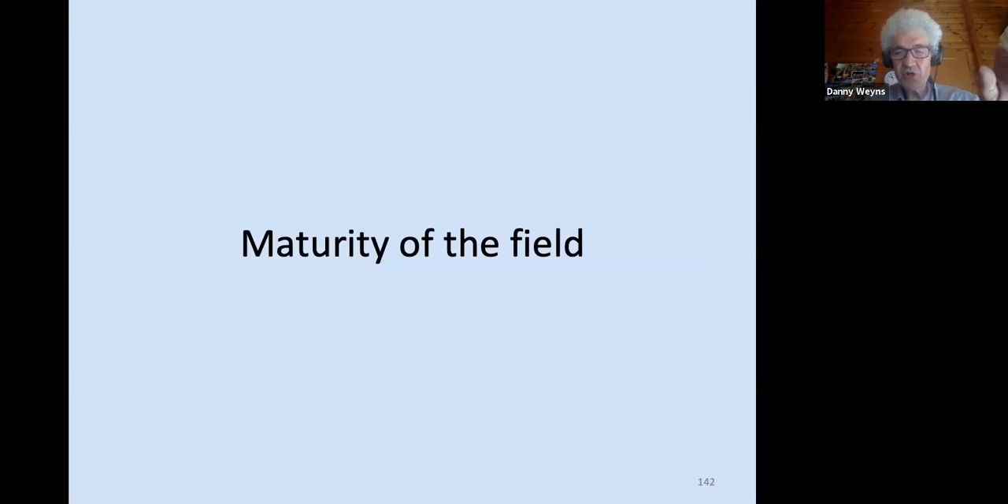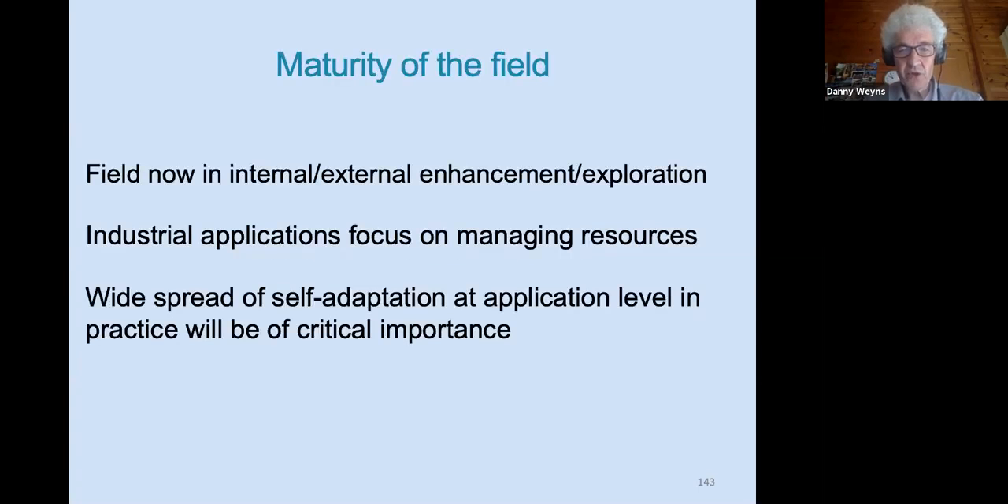To conclude this talk, I will briefly talk about a few other things. First, I will say a word about the maturity of the field, and then I will look at some interesting problems that are still open for research in our area. I did some analysis a few years ago on the maturity of the field, using the Redwine and Riddle model that was presented in the 80s at ICSE. What you can see is that this field is now in the stage of internal and external enhancement and exploration. This means that we are applying our approaches to controlled settings that are relevant for practice.